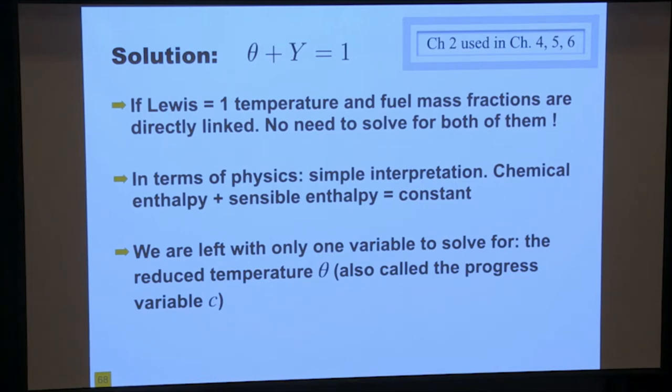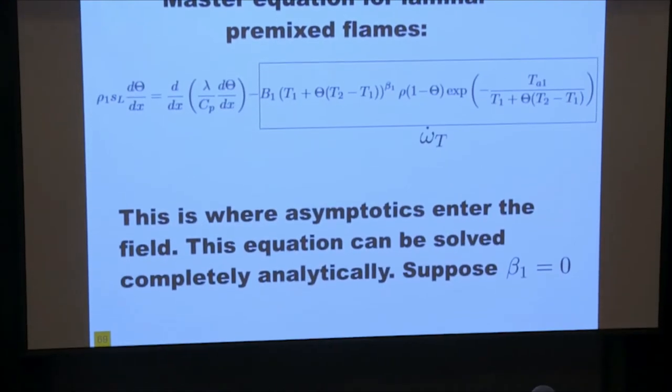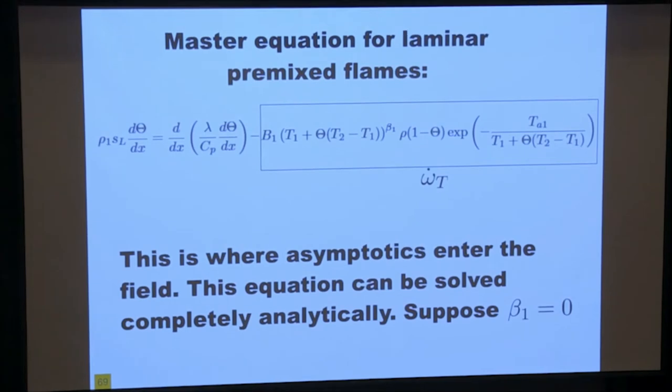Which means also that since there is a link between these two variables, I can keep only one. I will decide to keep only temperature. And everywhere I see y, the fuel mass fraction, I will replace it by 1 minus theta. Which really means that I can keep only one equation now. And you see I've started from the full Navier-Stokes equations. Now I have one ODE. Not easy to solve, but it's already easier. And this ODE is written like this. D theta dx the diffusion term and here the heat release.